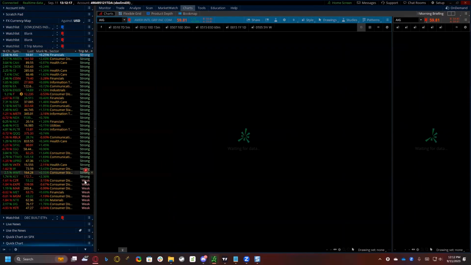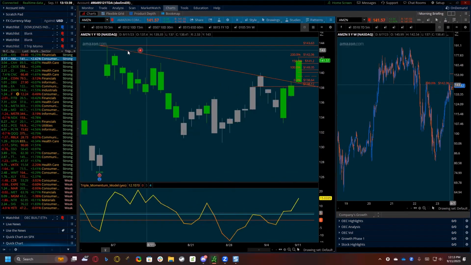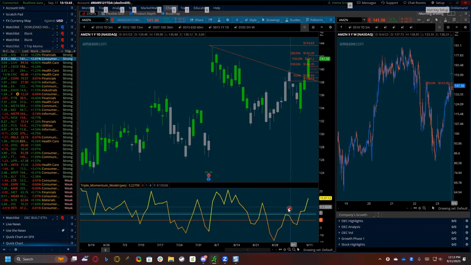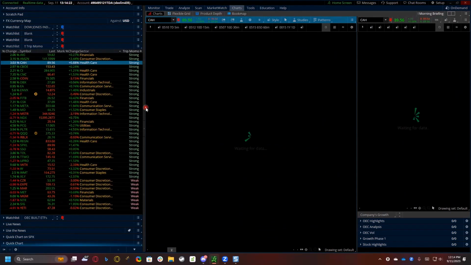And I did also add this watch list column to show me at a glance if something is above or below that level. All right, so you can see Amazon had this breakout here. TRB setup, nice breakout across above on the triple momentum model. And that is an example. That's how the scan works. We would just find things that have only recently made that crossover.